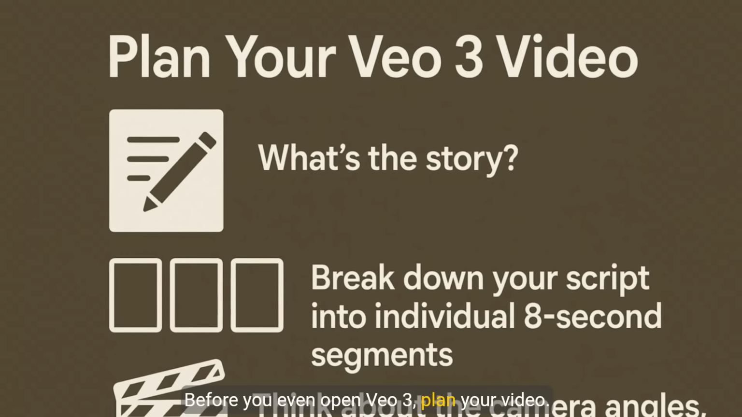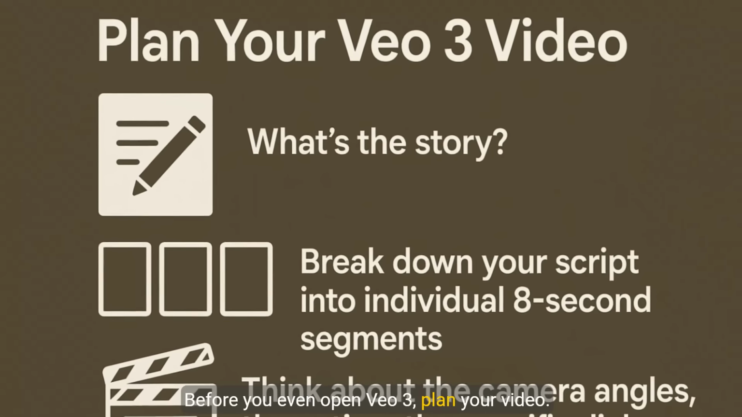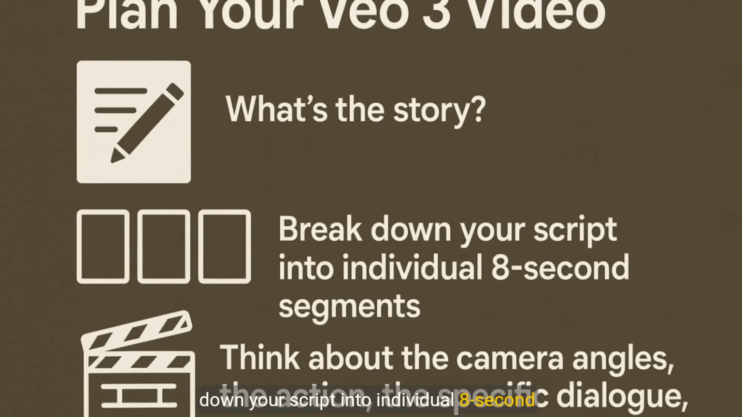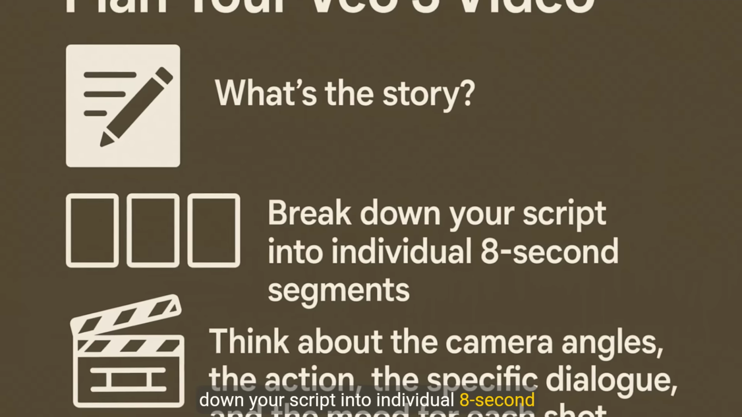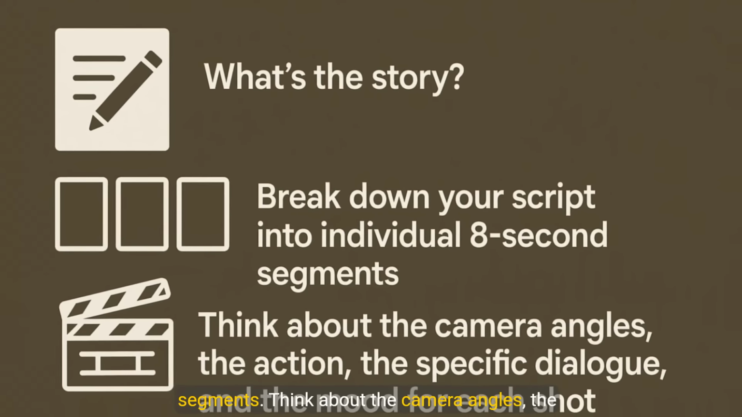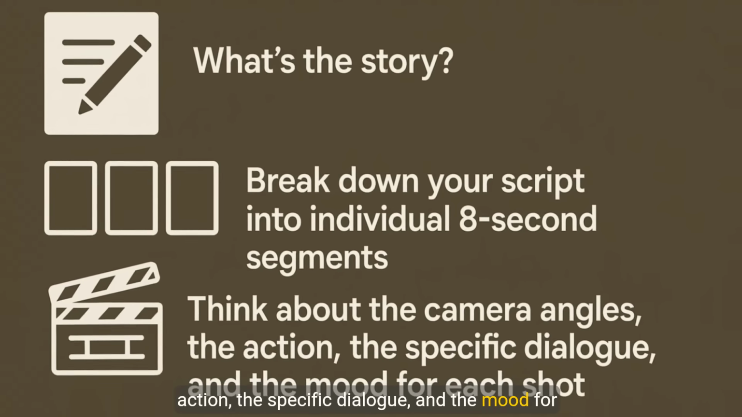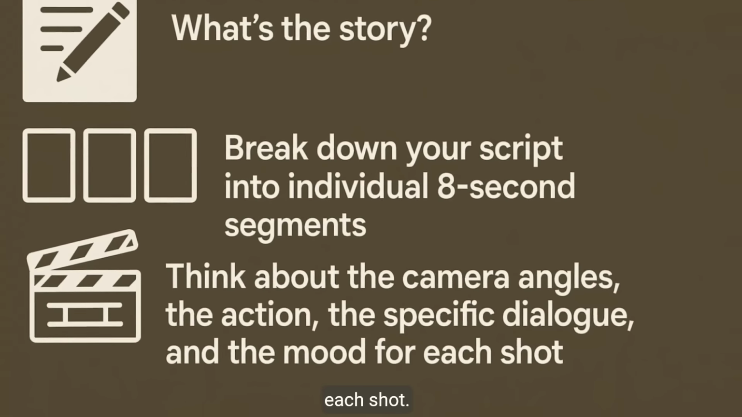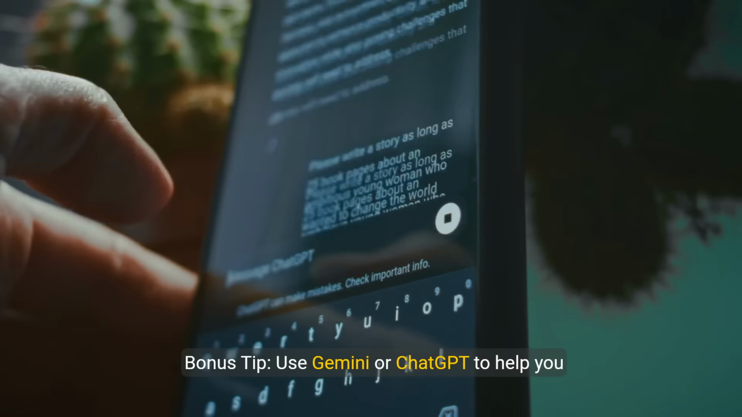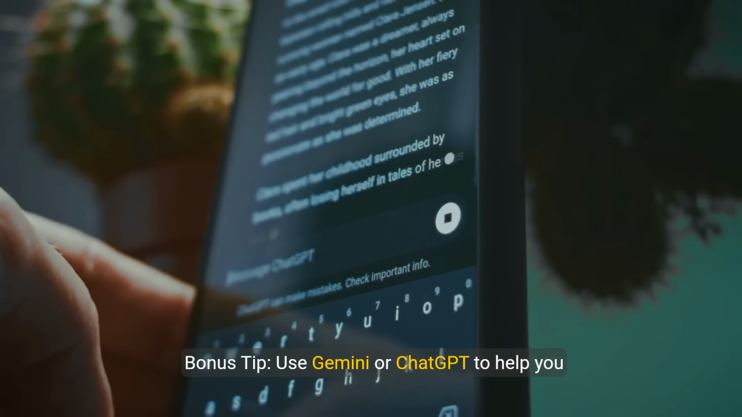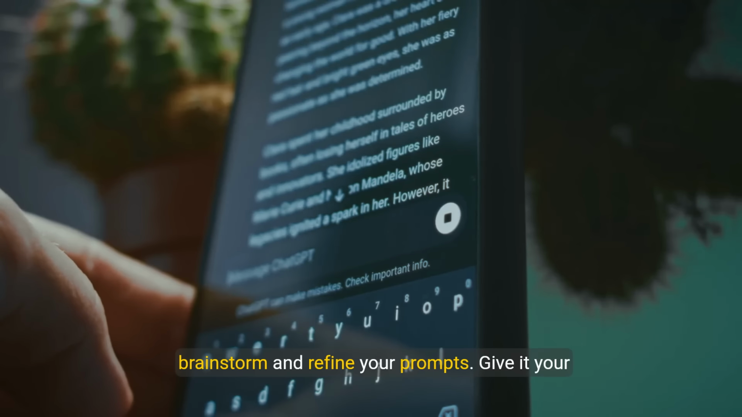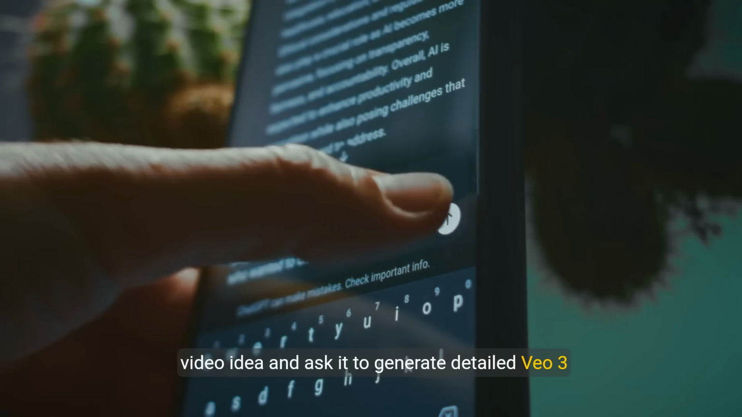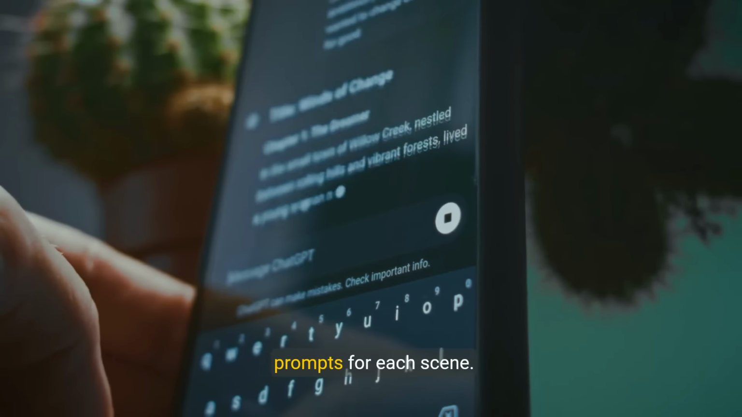Before you even open Veo 3, plan your video. What's the story? What scenes do you need? Break down your script into individual 8-second segments. Think about the camera angles, the action, the specific dialogue, and the mood for each shot. Bonus tip: use Gemini or ChatGPT to help you brainstorm and refine your prompts. Give it your video idea and ask it to generate detailed Veo 3 prompts for each scene.